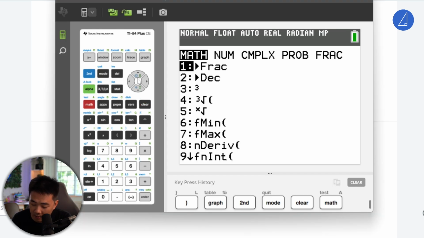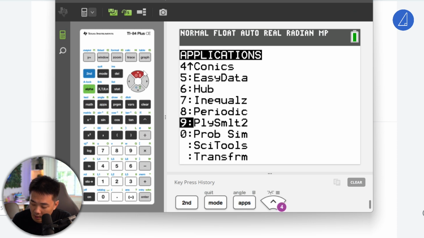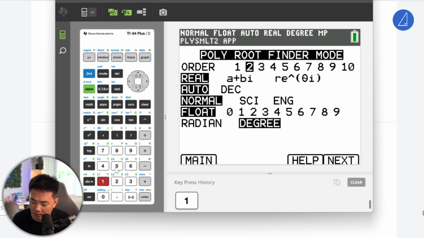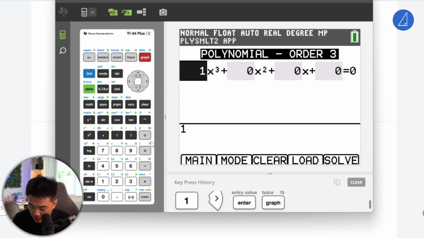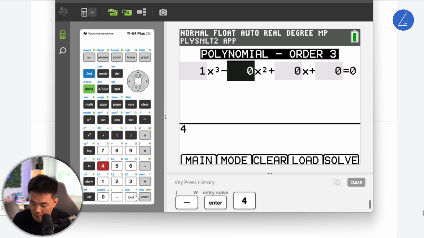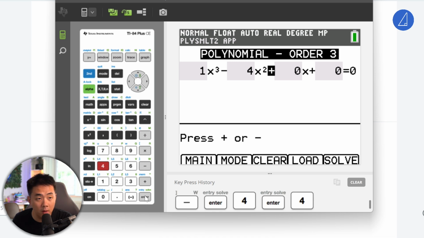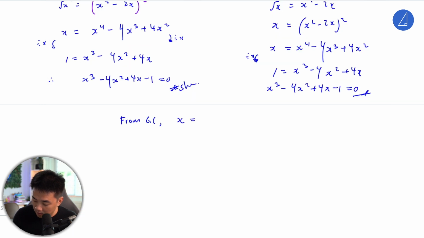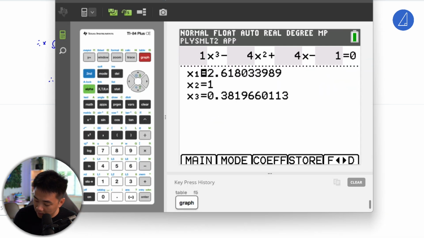So you go to calculator, math, go to apps, then go to polynomial root finder, then we go to degree of 3. Then we'll key in the coefficients here, 1 and negative 4, and so on, minus 1. Okay, so there you go. These are the values here: x equals 1, 0.38196, 2.618.